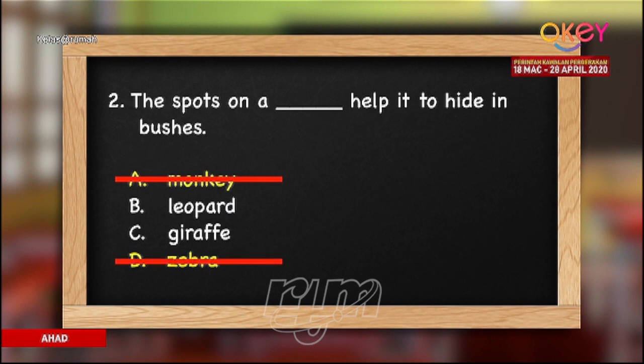We are now left with giraffe and leopard. A giraffe does not have spots. It has brown patches. A spot has to be round. So the answer is B, leopard.